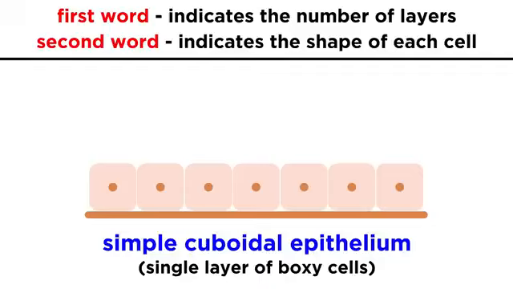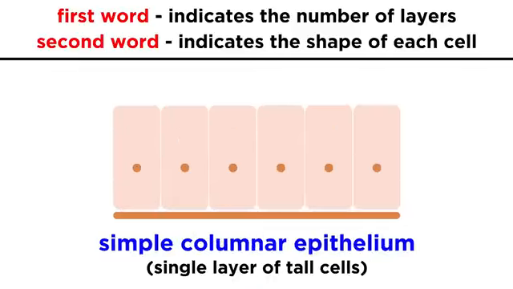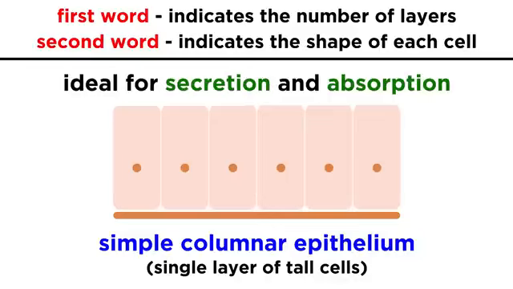Next, we have simple cuboidal epithelium, a single sheet with boxy cells, perfect for secretion and absorption. Rounding out the simple epithelia, we have simple columnar epithelium, a single layer of very tall cells. These are also ideal for secretion and absorption, particularly in the context of digestion.